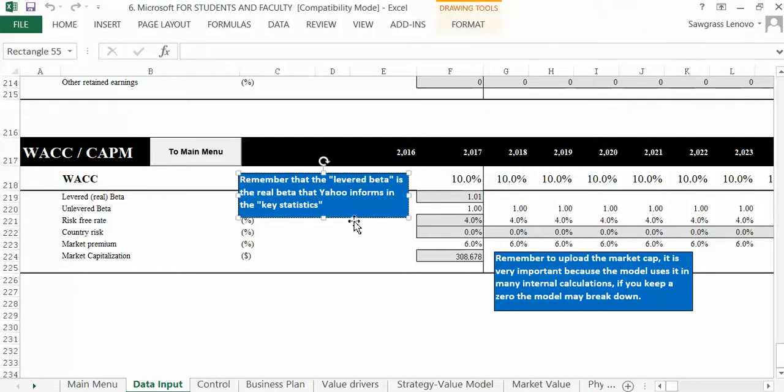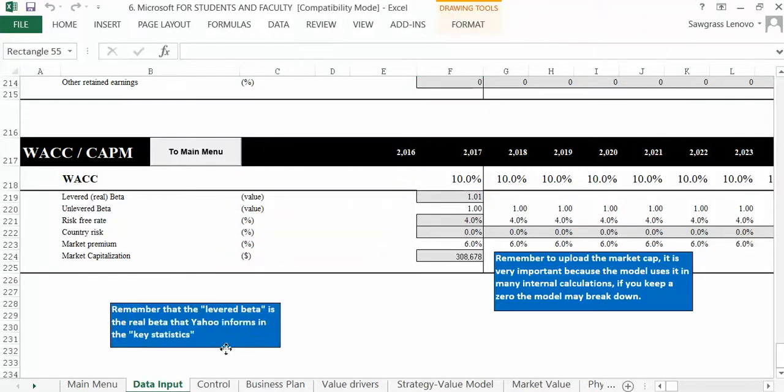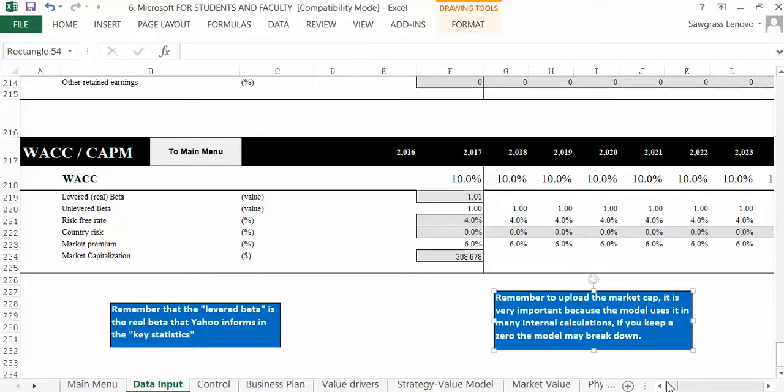So if these blue boxes bother you, just put them out or delete them, whatever. You can delete them if you want. But what they have to put is the beta. Remember that we work with the beta. We went to Yahoo Finance, and there you found the beta. You have to put the beta. That is the real beta.